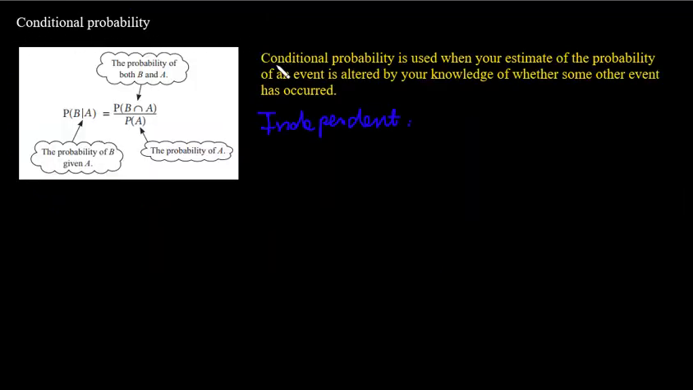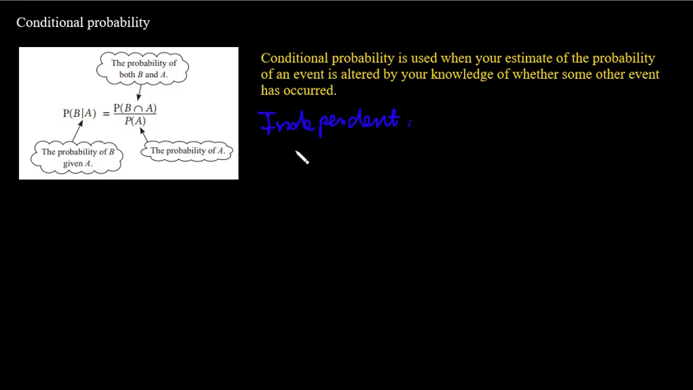Conditional probabilities. Conditional probability is used when your estimate of the probability of an event is altered by your knowledge of whether some other event has occurred. So now we divide into situations where events A and B are independent or dependent. The general form of conditional probability is: probability of B given A equals probability of both A and B occurring over probability of A.